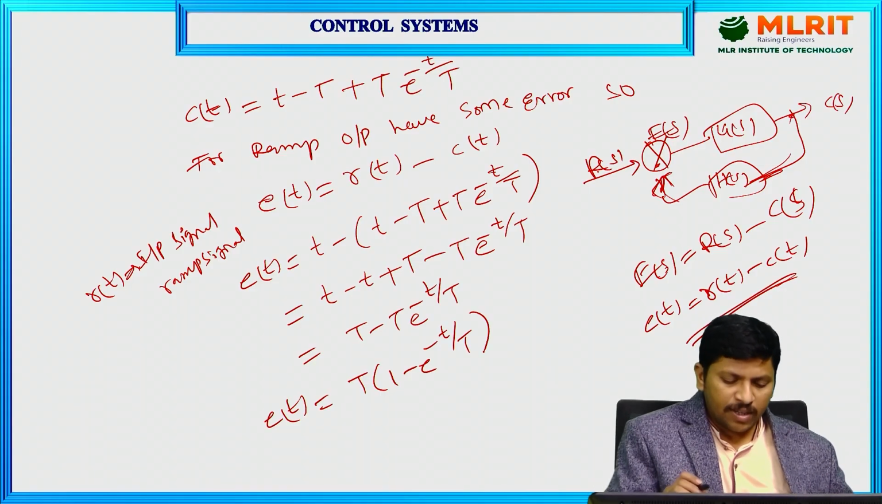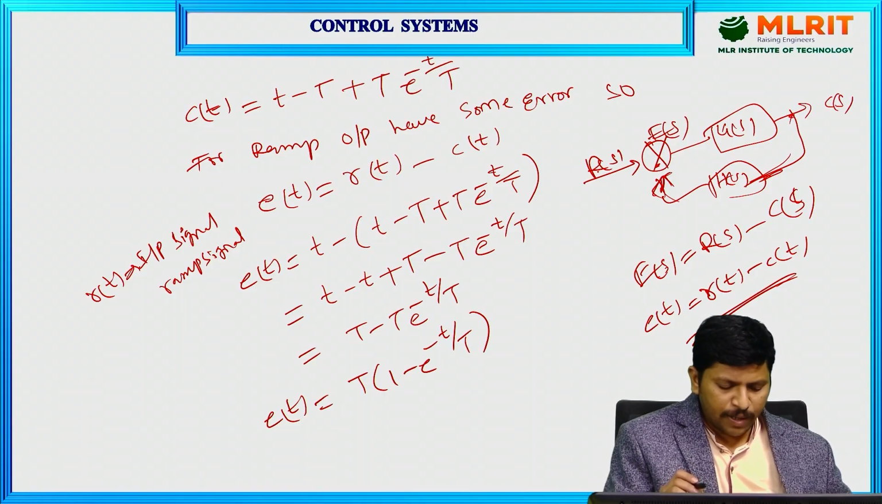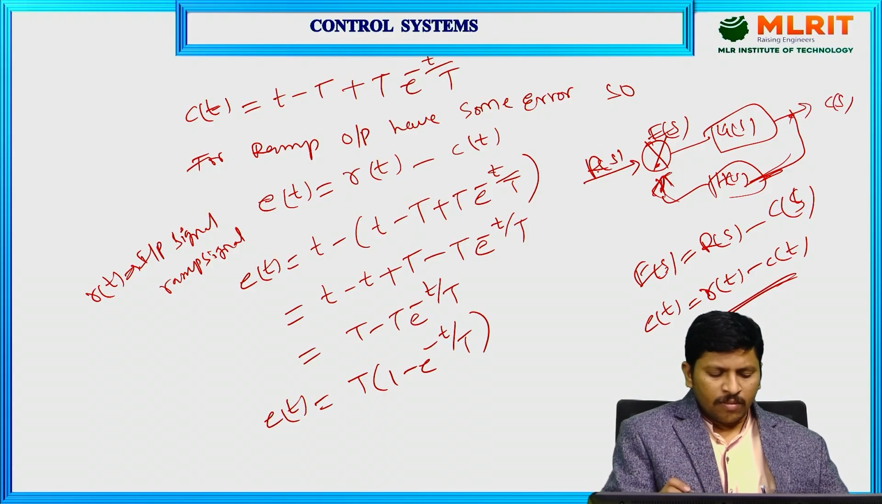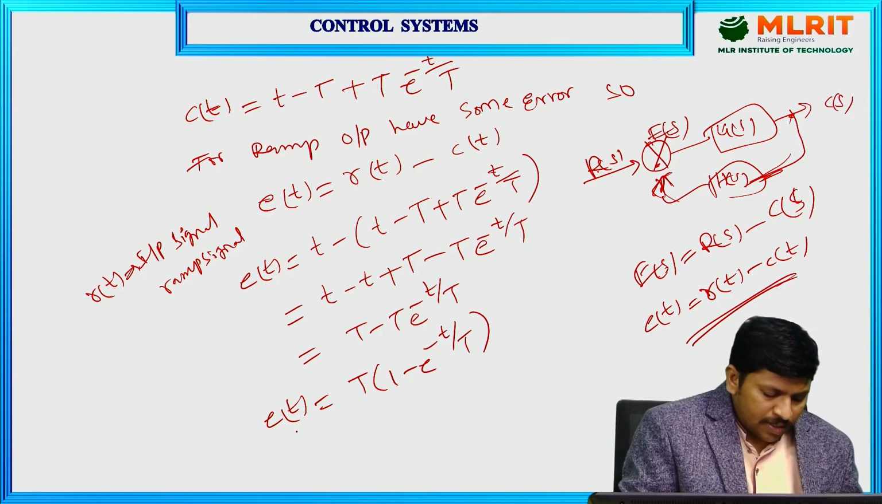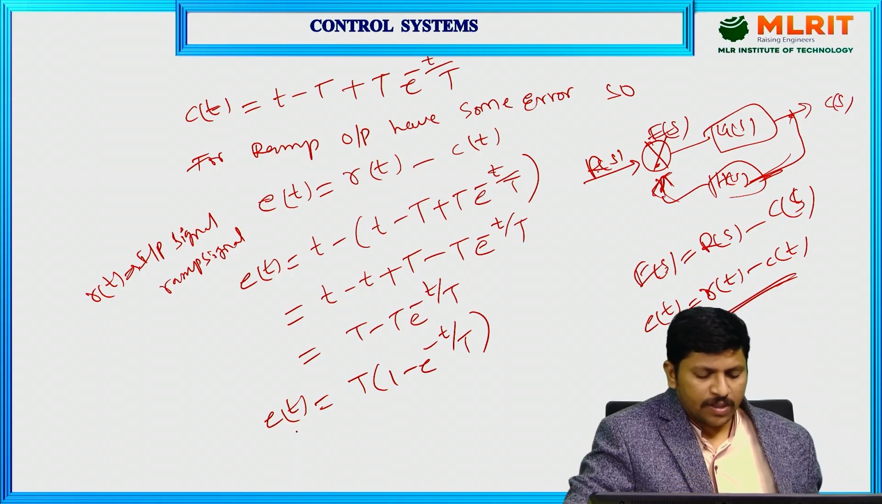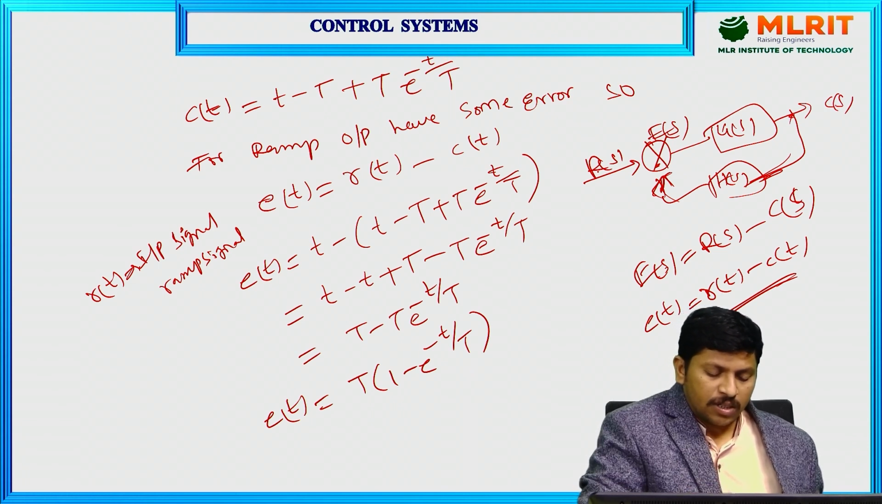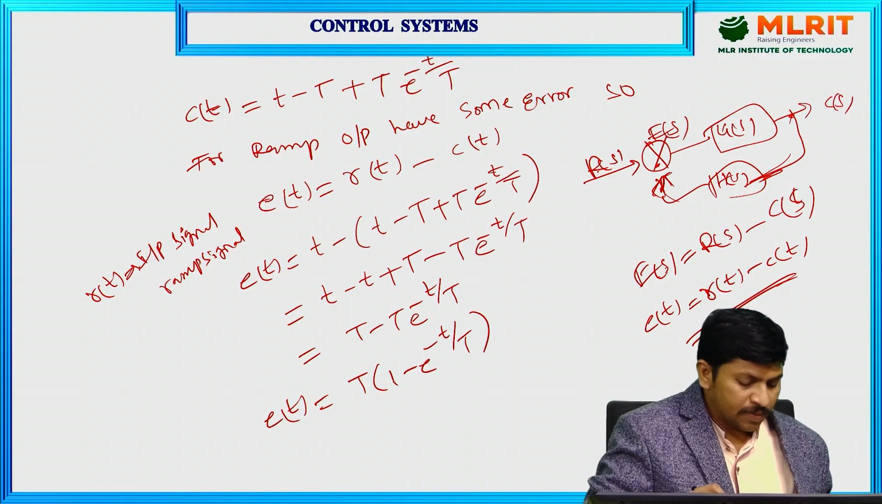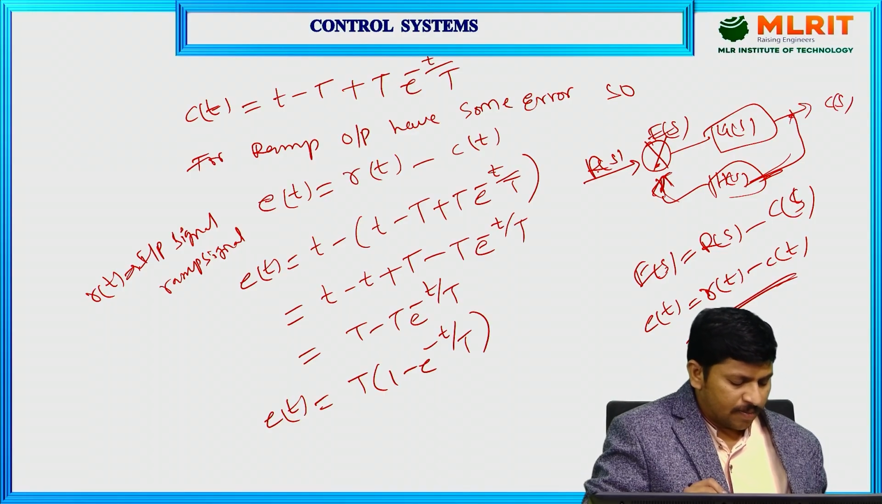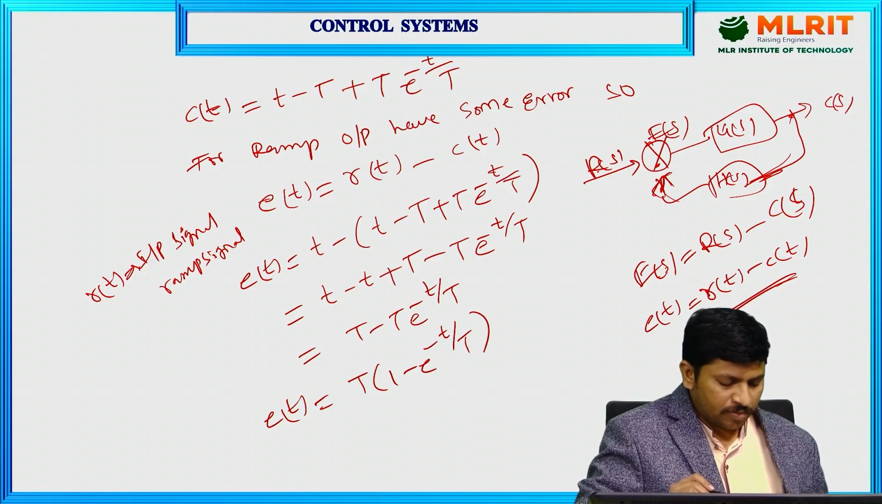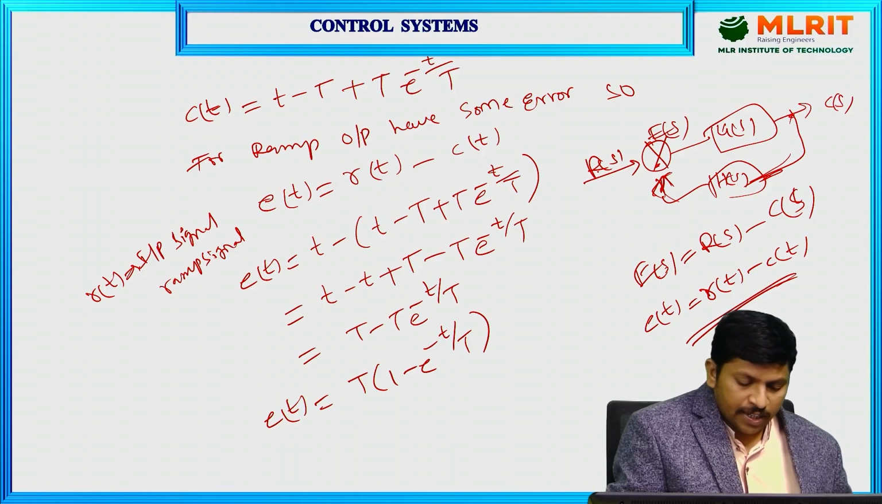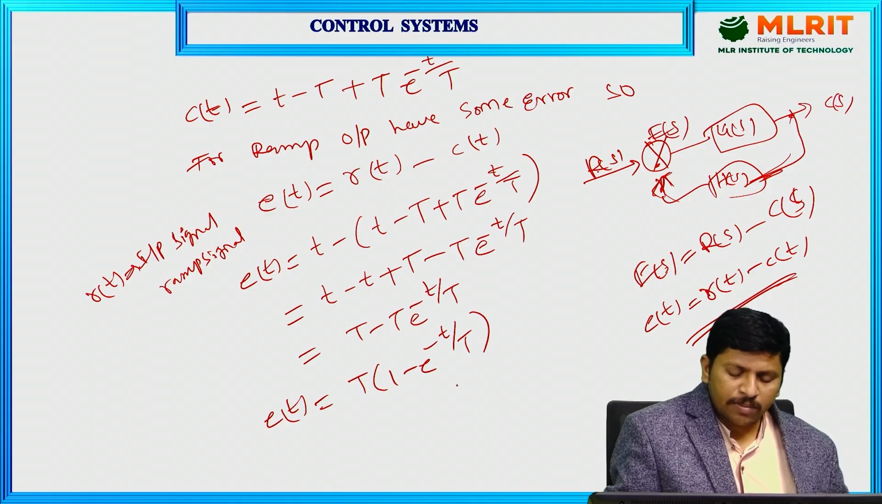Just observe, E of t, this is the error signal: capital T into 1 minus e power of minus t divided by capital T. Capital T is common, and 1 minus e power of minus t by T. Observe this one. The error signal equals capital T into 1 minus e power of minus t divided by capital T.